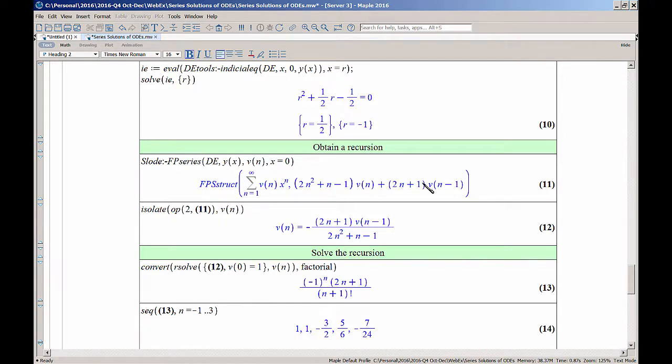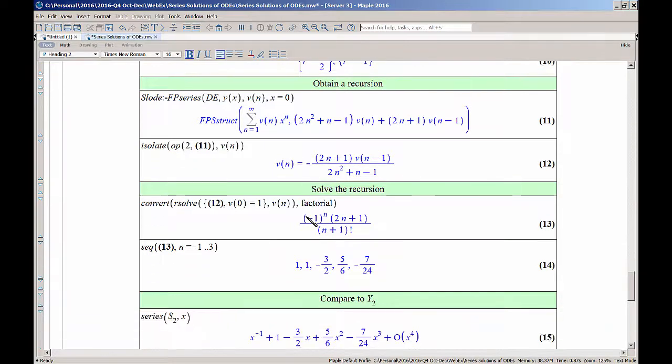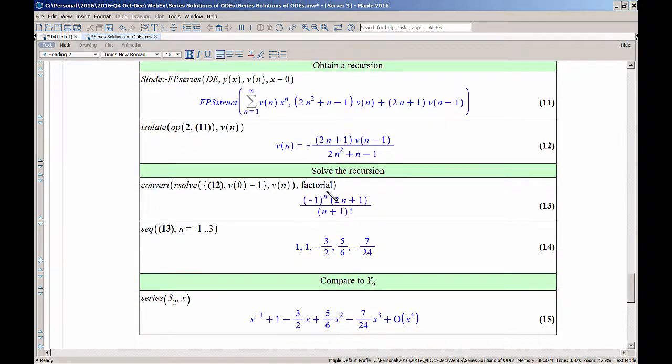Okay, so this would set this equal to 0. This would be your recursion. So I grab it. Op is the operand, second operand here. Isolate this Vn, and in order to get some numbers out of this, the quickest way to do it is to see if Maple can give you a general solution. It can, so that's the rsolve command. I chose the initial condition, first term is 1, and then it comes back with gamma functions in it, so I convert it to factorial notation.